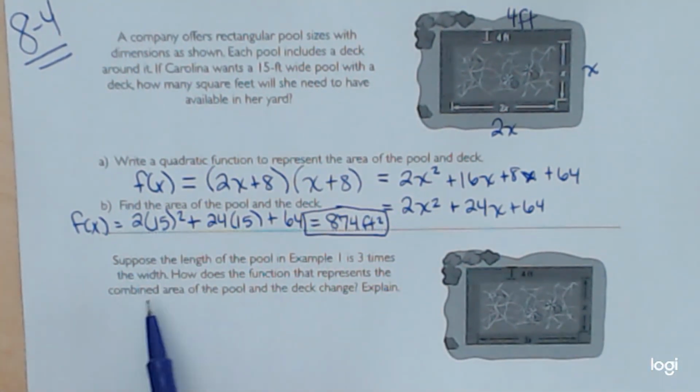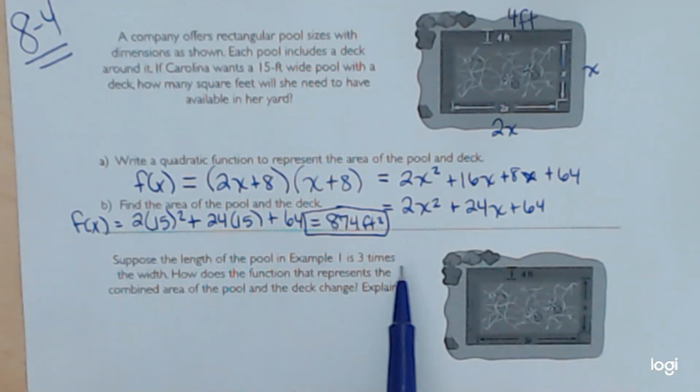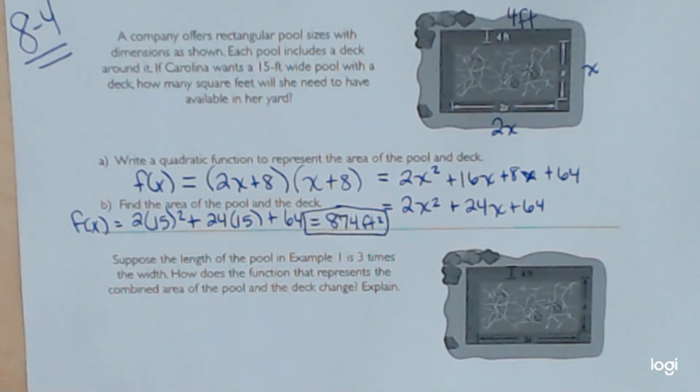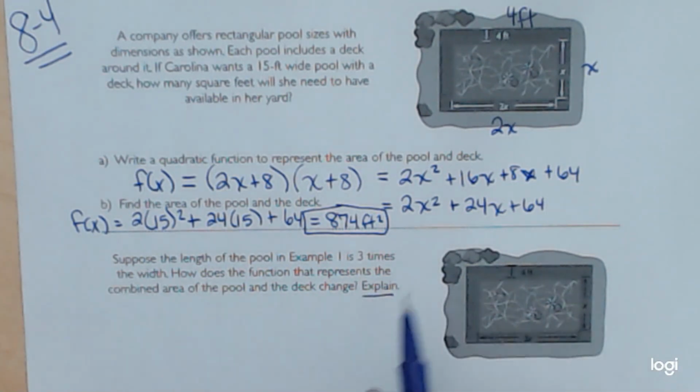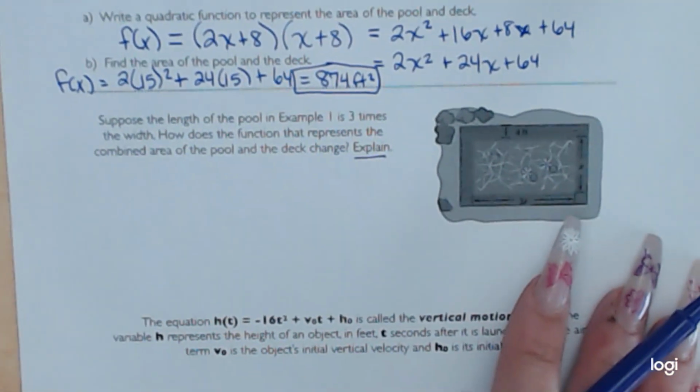Part 2 says, suppose the length of the pool is 3 times the width. How does the function that represents the combined area of the pool and the deck change? Explain. So we don't need to write it and work it out. We just need to explain how it's going to change.